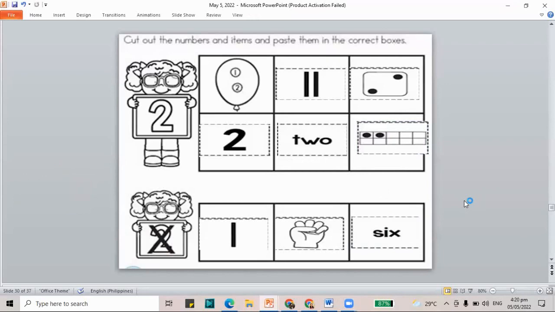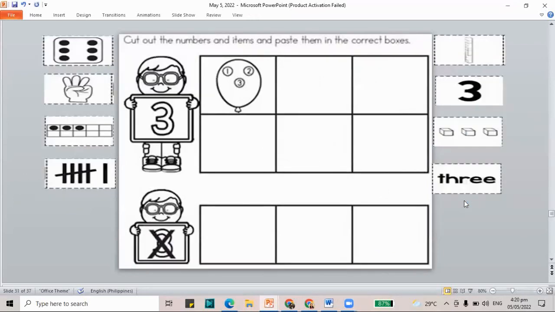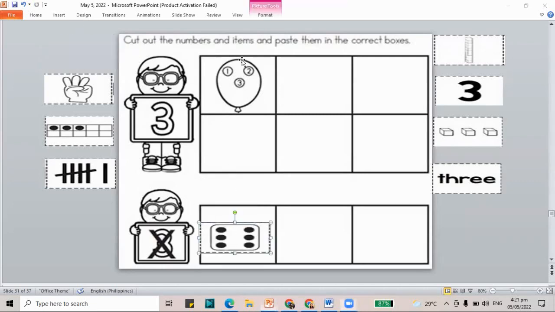But let's jump to another work. And here we have number 3. This time, like our balloon, we will do number 3. Let's check our dice. How many dots? 1, 2, 3, 4, 5, 6. That's 6, not number 3. Put it at the bottom. How many fingers showing? 1, 2, 3. That's for 3. Let's put it in here.